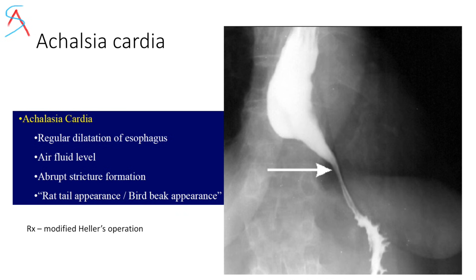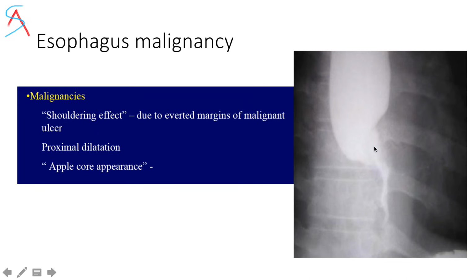So here is the first X-ray of radio contrast. In this you can see there is regular dilation of the esophagus and there is a smooth stricture. This smooth stricture we generally call rat tail appearance or bird beak appearance. So this is the hallmark feature of achalasia cardia in X-ray. So the examiner may ask you what treatment you will do. We can use some drugs like calcium blockers, or else we can do modified Heller's operation, a surgical procedure to treat achalasia cardia.